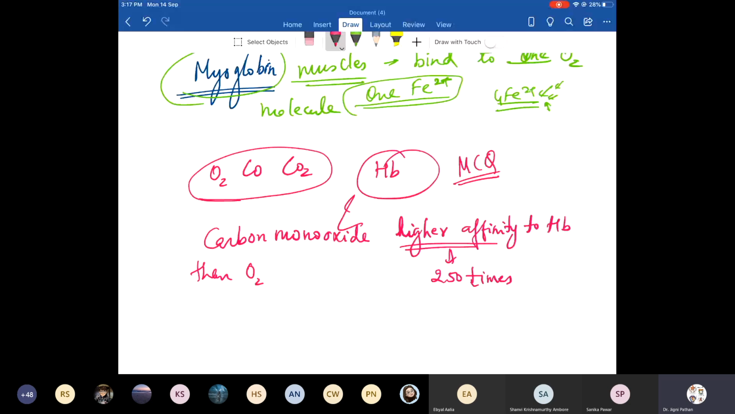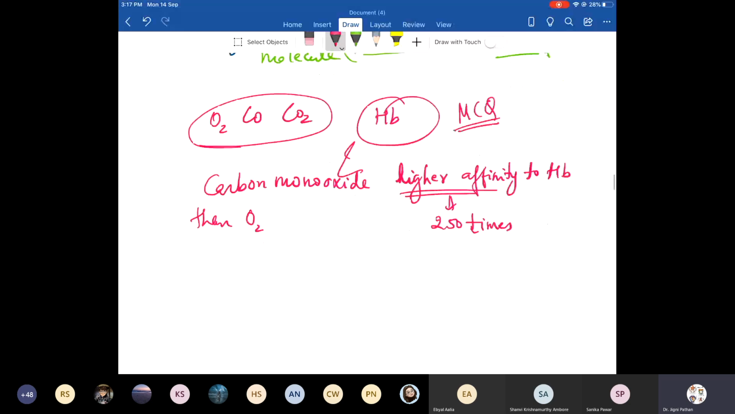Is this point clear to each and everyone in the class? Next, let's move. Very important point. Ma'am, could you please repeat what you said just now? I said carbon monoxide has higher affinity to hemoglobin than oxygen. How much? 250 times more affinity towards hemoglobin. Which gas? Carbon monoxide. Understood? Yes, ma'am.